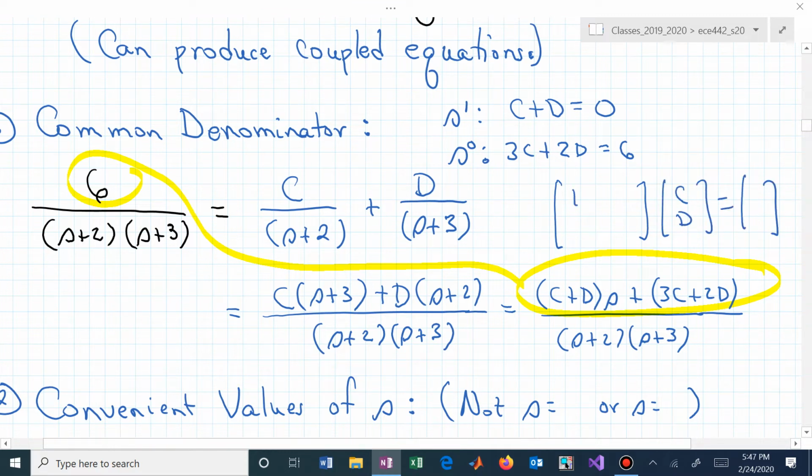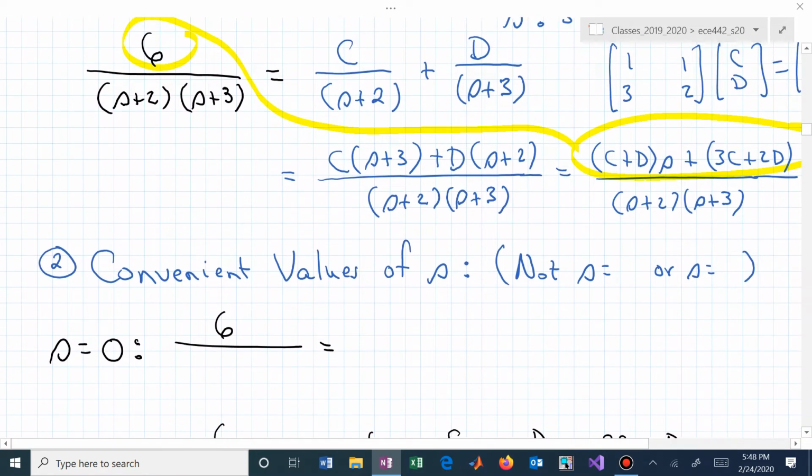We now know that C plus D equals 0, and 3C plus 2D equals 6. And if you solve that coupled set of equations for C and D, or if you invert the matrix 1, 1, 3, 2, you better end up with the same C and D values that we had doing the Heaviside cover-up method. That's the common denominator approach. And sometimes that's the way to try to find these unknown coefficients in your expansion.